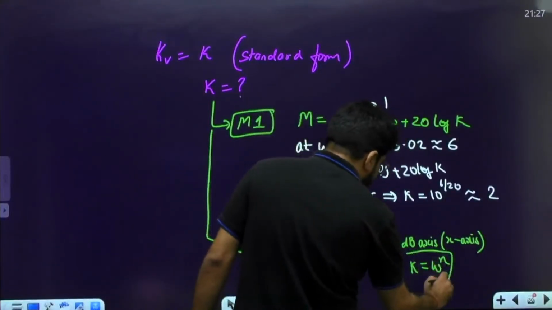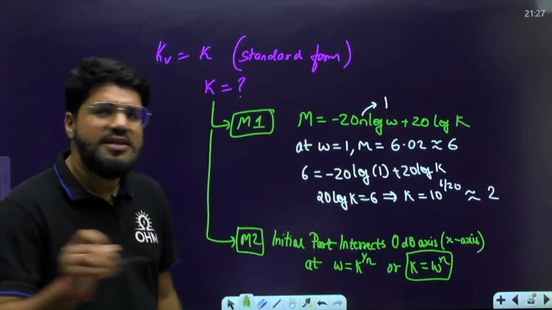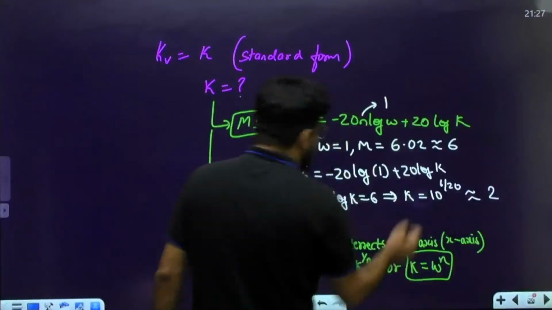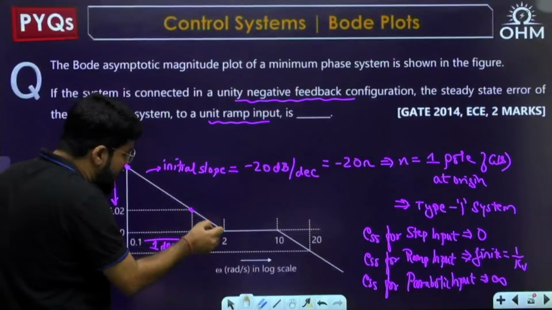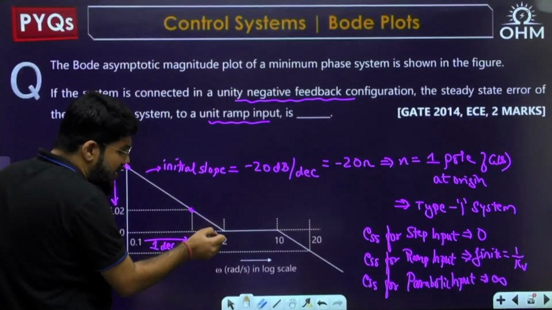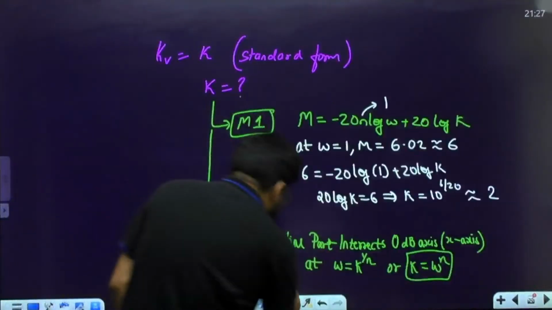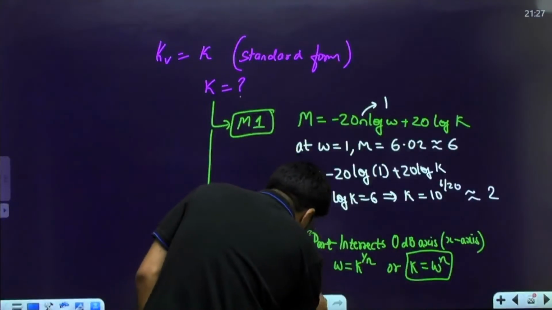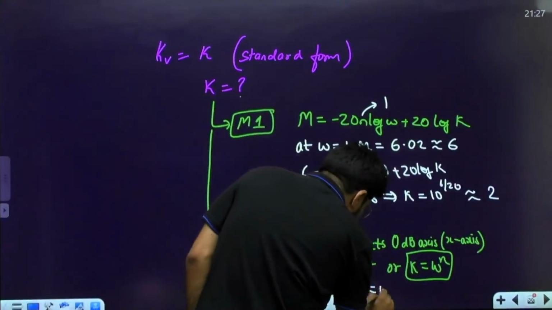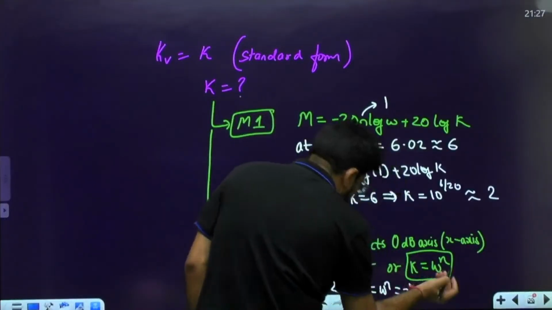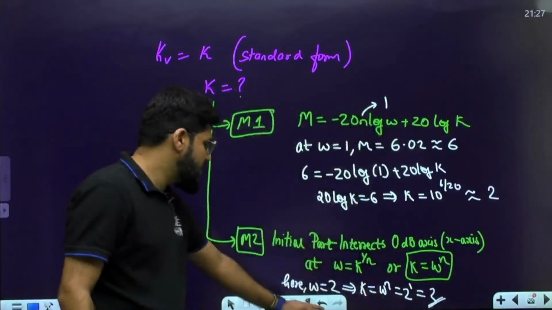So how to find k? Find the frequency omega where the initial part intersects the 0 dB axis. And this approach is simpler. Why? Because it is clearly seen, this is the initial part, which intersects the x axis at omega 2. So here omega is 2. So what is k? k is omega power n, omega is 2 and n is 1. So k is 2, directly obtained. k equal to 2 is directly obtained.